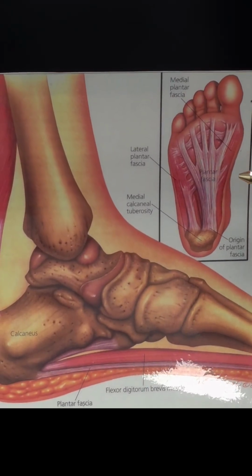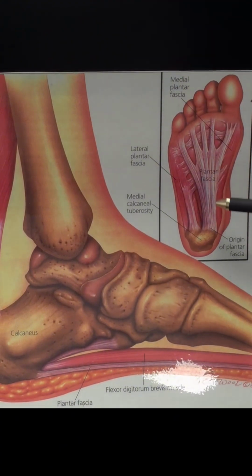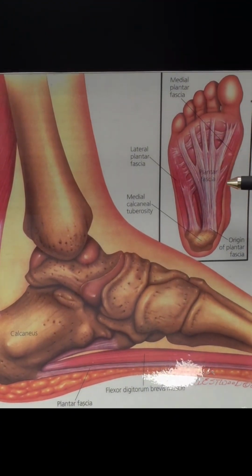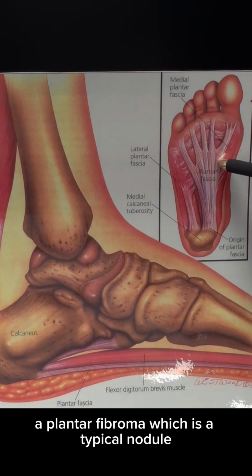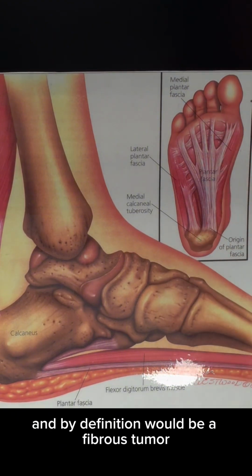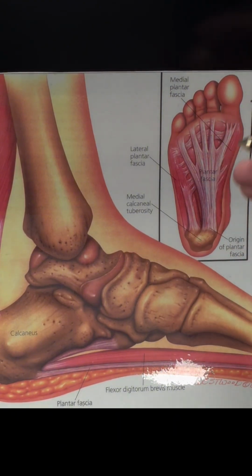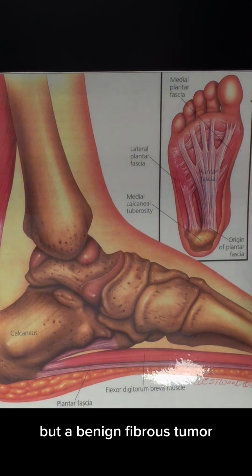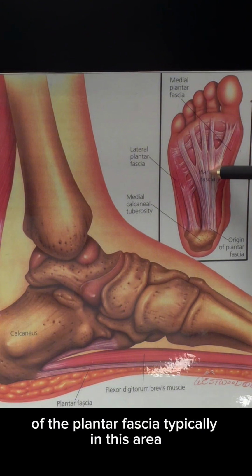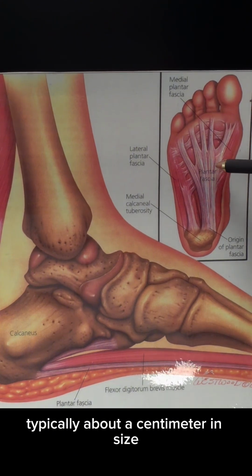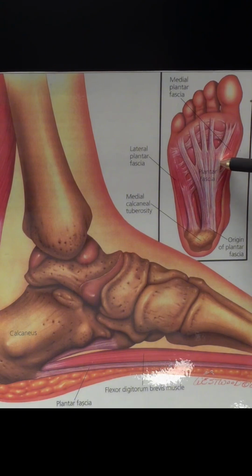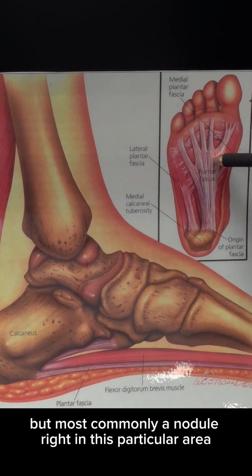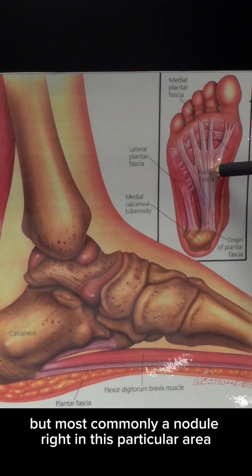Another finding with plantar fasciitis pain, not by itself or separate, can be a plantar fibroma, which is a typical nodule and by definition would be a fibrous tumor, but a benign fibrous tumor of the plantar fascia, typically in this area, typically about 1 centimeter in size, but I've seen them nearly the entire fascia. I've seen them in 10 or 20 multiples, but most commonly a nodule right in this particular area.